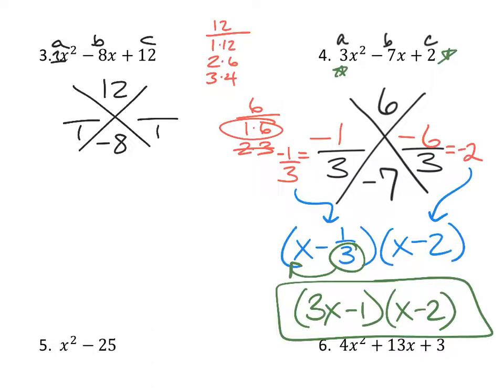Again, looking at my formula chart, I know that if the top number is positive and the bottom number is negative, that both of my signs have to be negative. So the only way I can add this list of numbers together and make negative 8 is if I use negative 2 and negative 6.